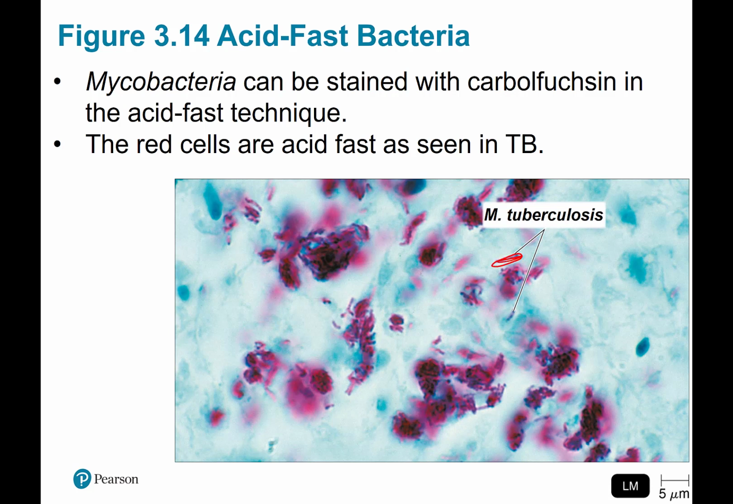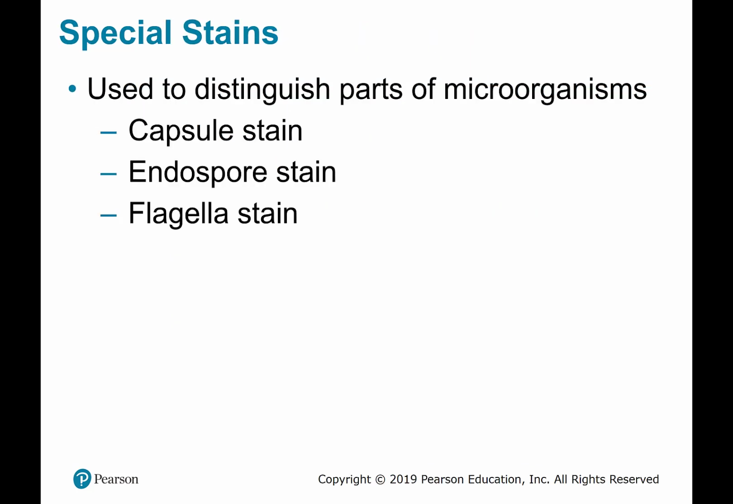They do tend to clump together because of the waxy outer layer, and I don't believe there are any cells present in the sample that would be considered non-acid fast. Okay, so just these red cells are acid fast. There are some staining techniques that you can use to distinguish parts of a microorganism. These aren't differential stains, they're considered special stains.